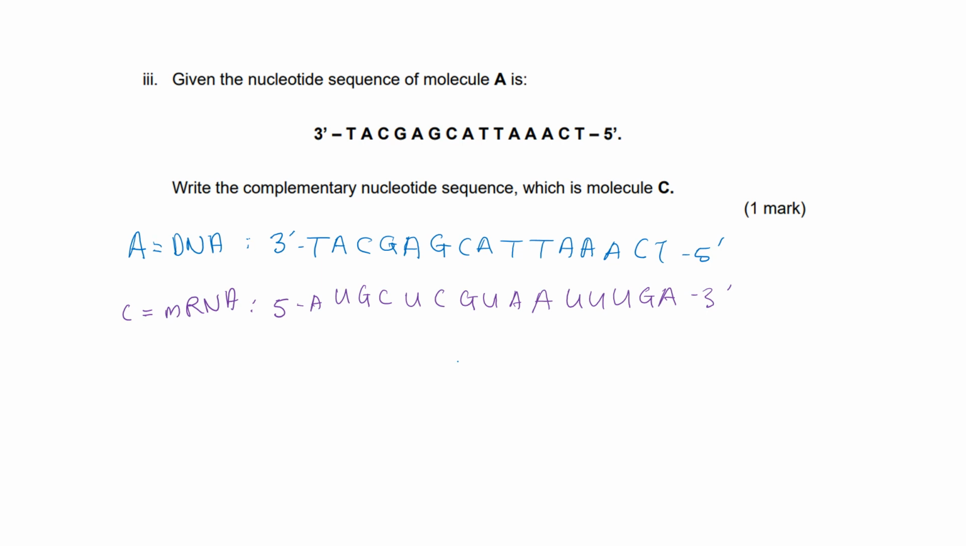For this next question, it gives you the nucleotide sequence of molecule A. Okay, so this is the nucleotide sequence of molecule A. And then the question wants you to determine the complementary nucleotide sequence of molecule C. So if you refer back to your diagram, molecule A is DNA, molecule C is mRNA.